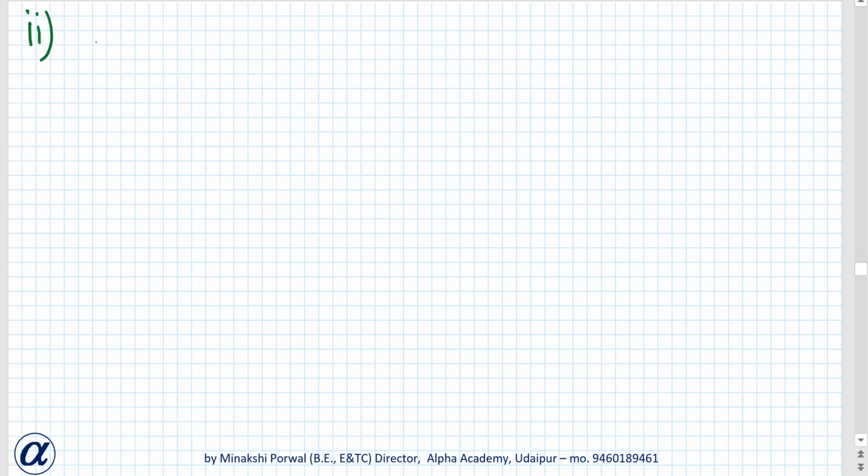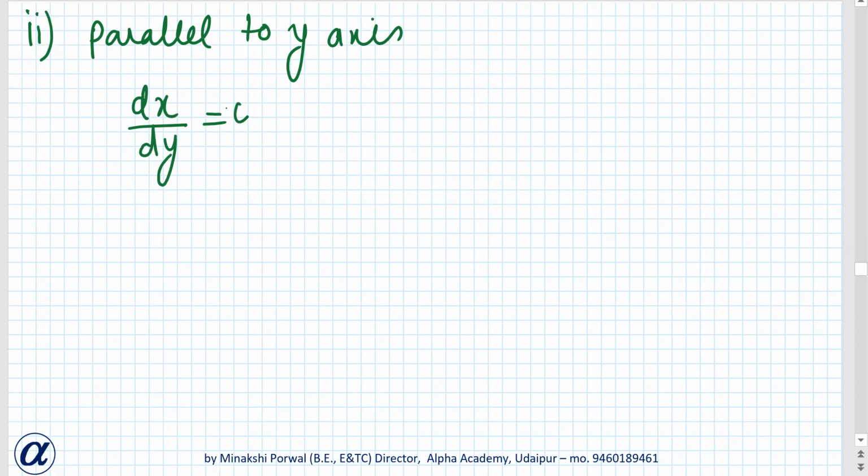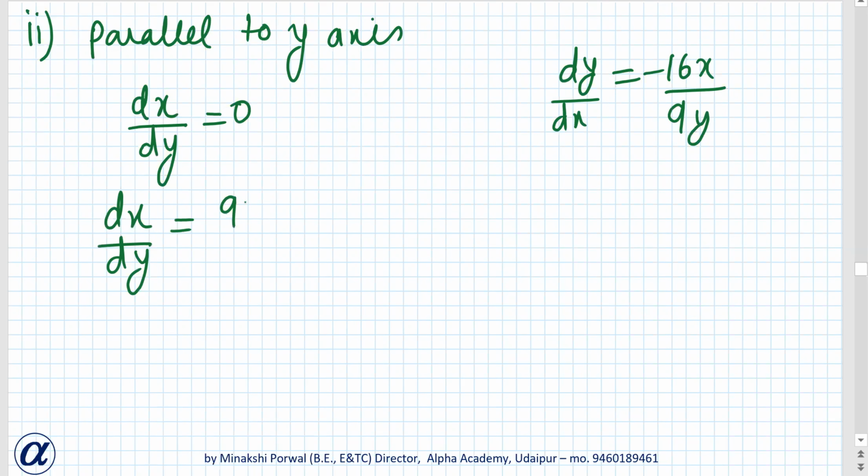Okay, the next part is parallel to the y-axis. Parallel to the y-axis means the slope is not defined. So we'll put dx by dy equals 0. Now we have already found dy by dx, which is minus 16x by 9y. So dx by dy is minus of 9y upon 16x. When we put this equal to 0, we get y equals 0.